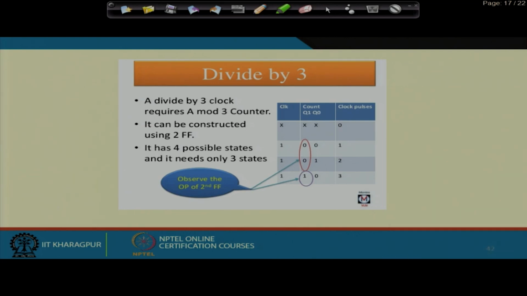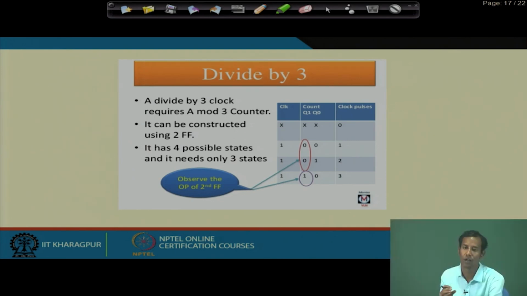But in the case of divide by 3, that means when it is not a power of 2, a divide by 3 clock requires one mod 3 counter. Okay. It can be constructed using 2 flip flops. It has four possible states and it needs only 3 states to be used. So, what are these 3 states? The 3 states are 100, 101 and 110.